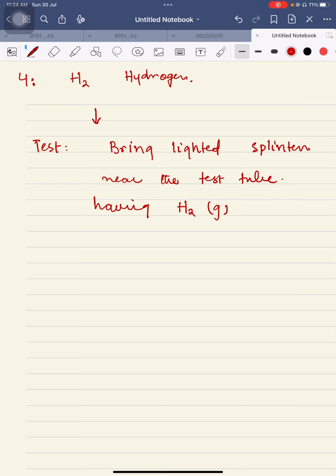Okay, and what is the test observation? Gas will pop in the flame. What is the observation for hydrogen gas? It will pop in the flame. Is that clear right now? So what is the test? It is to bring the lighted splinter near the test tube.